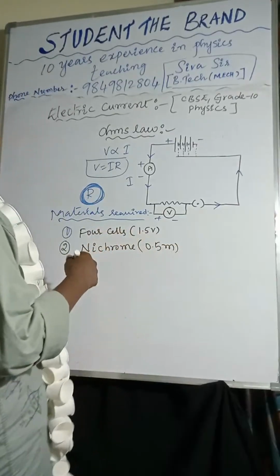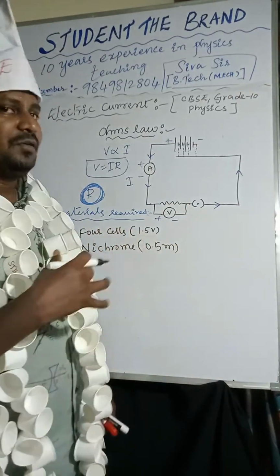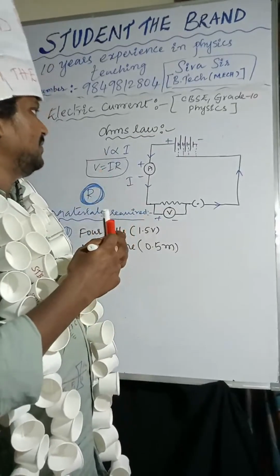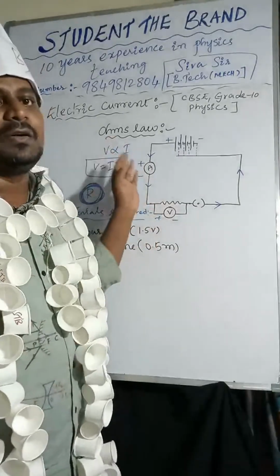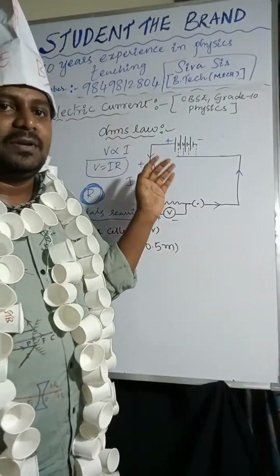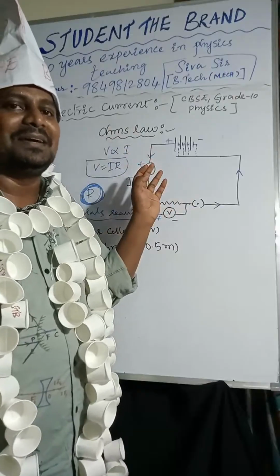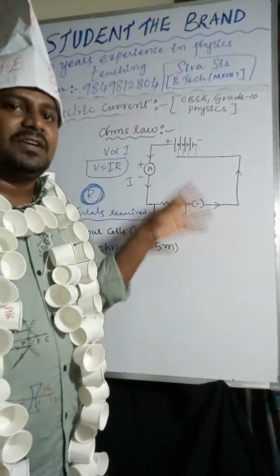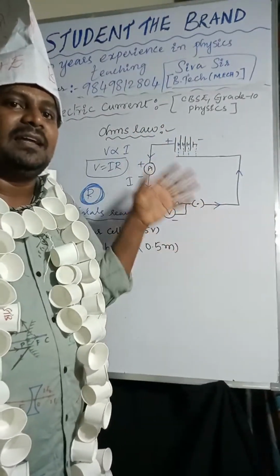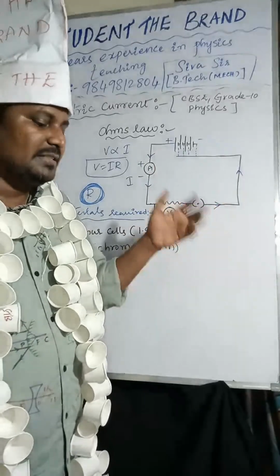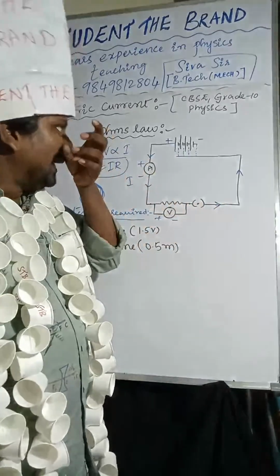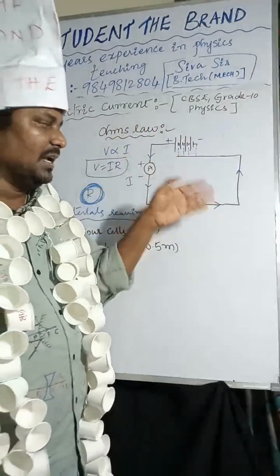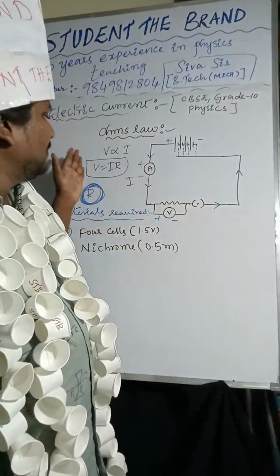So here we are considering the materials required for the activity of Ohm's law. Once again, I will discuss the Ohm's law definition. At a constant temperature, the potential difference across the ends of the given metallic conductor is directly proportional to current flowing through it. V is directly proportional to I, V equal to IR.